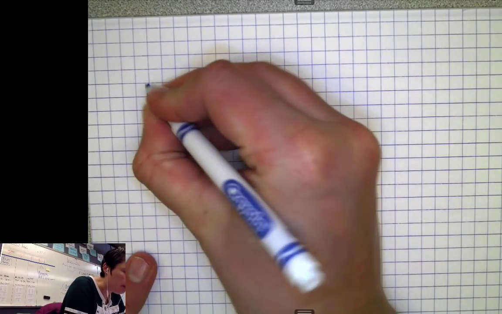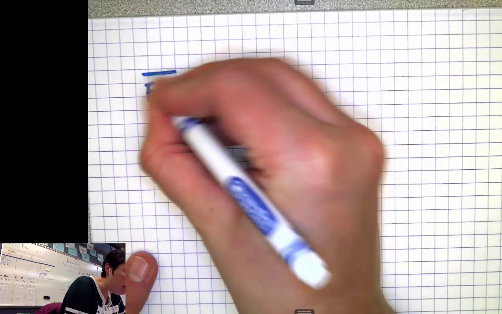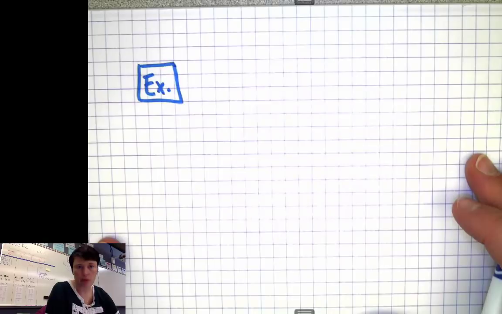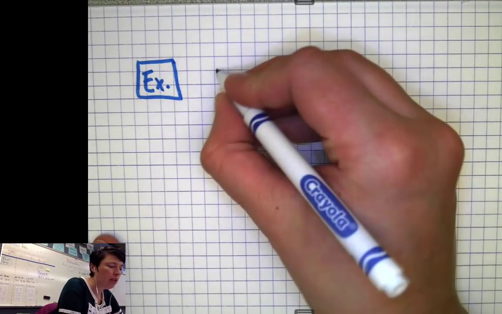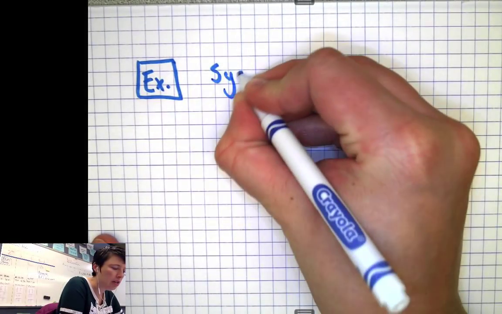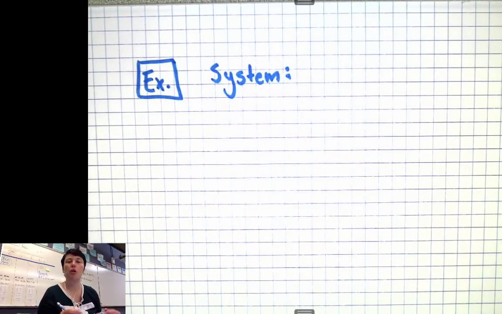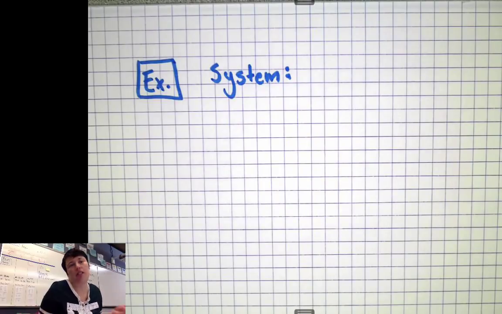But here's what we're going to do. We're going to try a problem, an example. And I'm just going to put example on my graph paper here. We're going to analyze a system of two lines. So we have two linear lines in a system, and here is our system. Anytime we have more than one line on a graph, we call it a system. So here's the system we're going to be dealing with.